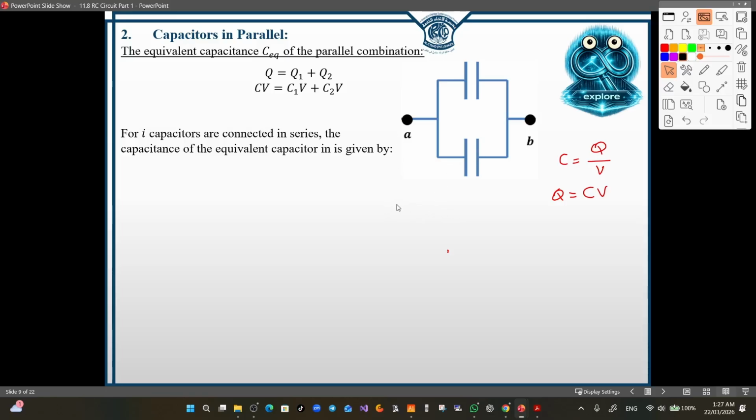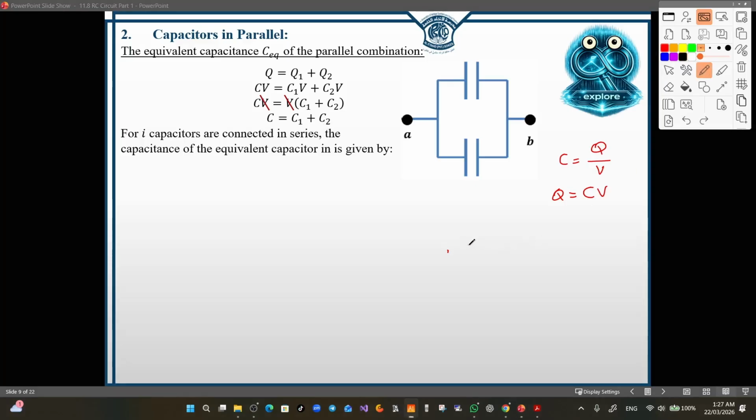Now if we take V as a common factor, we can cancel the V, and the C equivalent in a parallel combination should be written as C equals C1 plus C2, which is not the same as the equivalent resistance, because in the equivalent resistance we use 1 over R equals 1 over R1 plus 1 over R2.